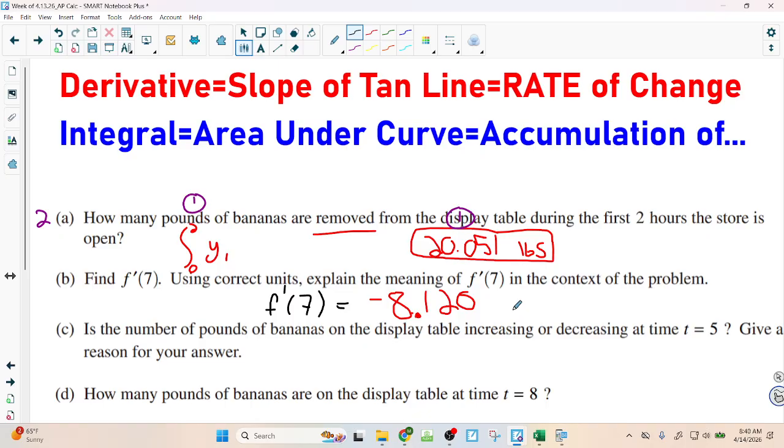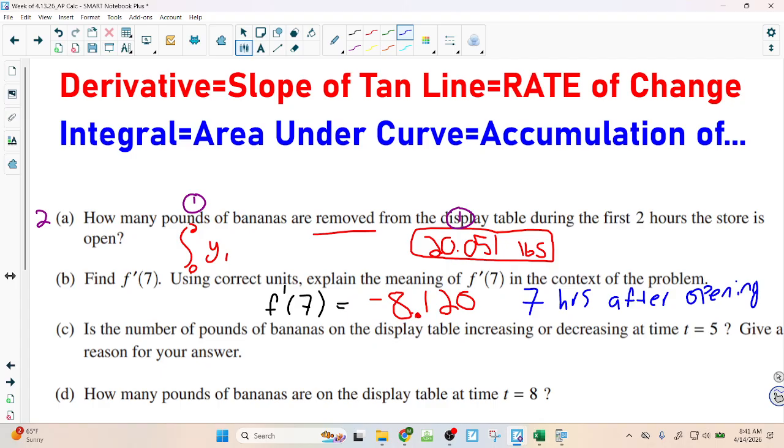So let's think about it. The rate at which they are taking bananas is doing what? Going down. So is this 7 hours or 7 minutes? Hours, right? Can anybody confirm that? 7 hours? Okay. 7 hours, this is how I would say it, after opening.